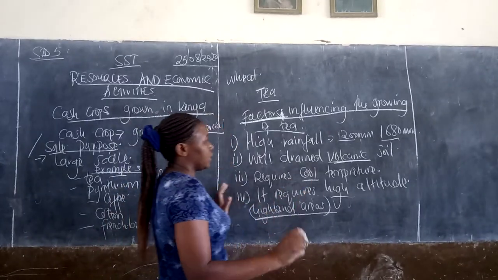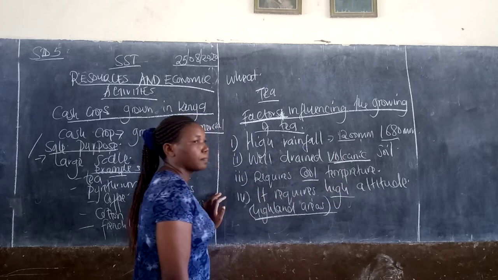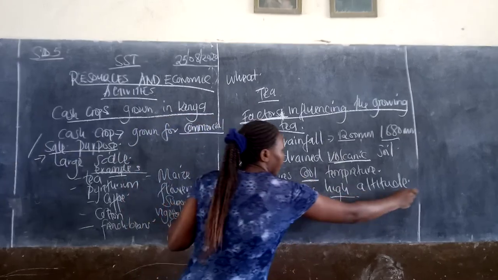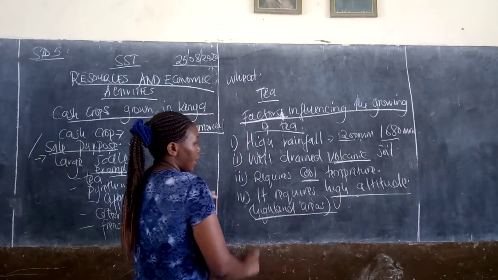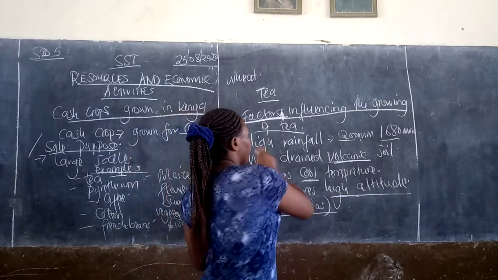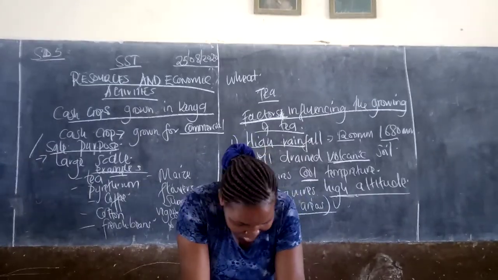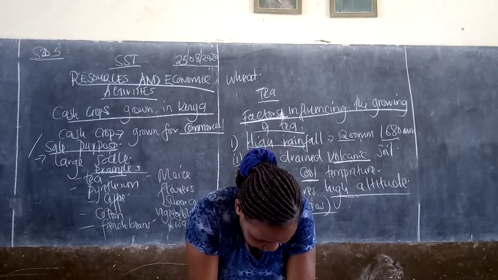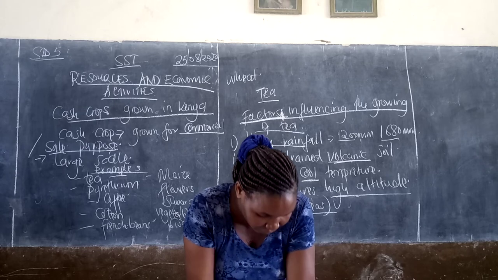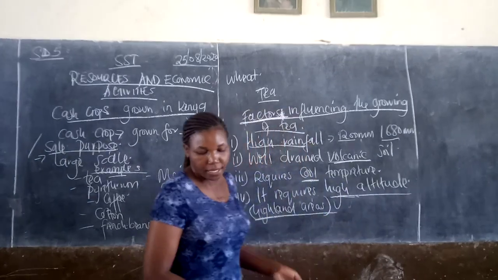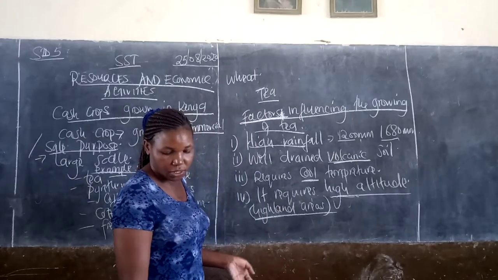That is why I'm insisting on well-drained soil, I'm insisting on cool temperature, I'm insisting on high altitude and also high rainfall. So those are just examples of requirements that tea needs to be grown.